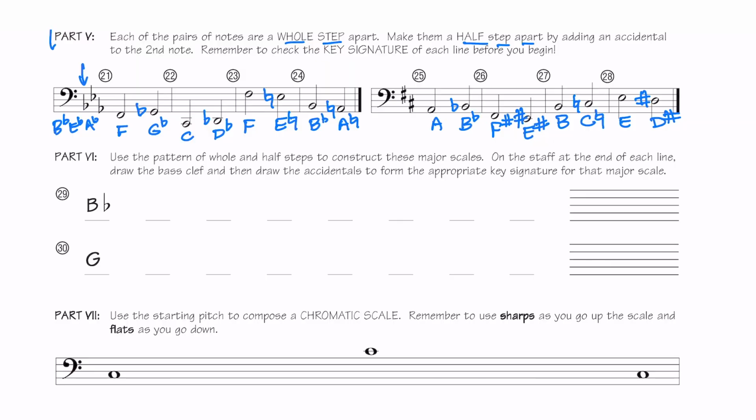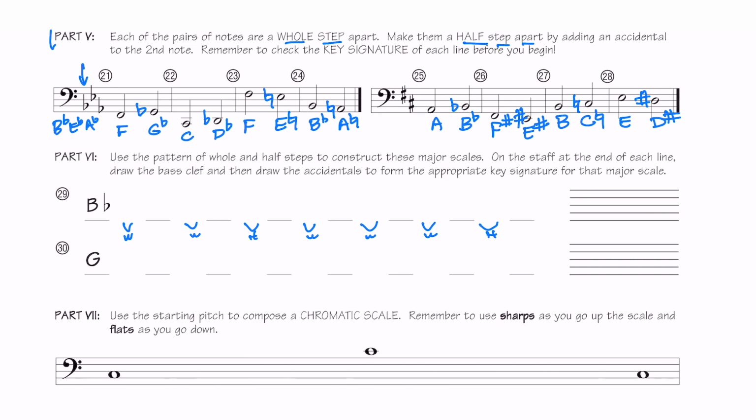All right, part number 6. We're using the pattern of whole and half steps to construct major scales. First of all, do you remember the pattern? It's pretty simple. I'll write it down here for you, but you should have already done this. Whole, whole, half, whole, whole, whole, half. All right, so that's the pattern.